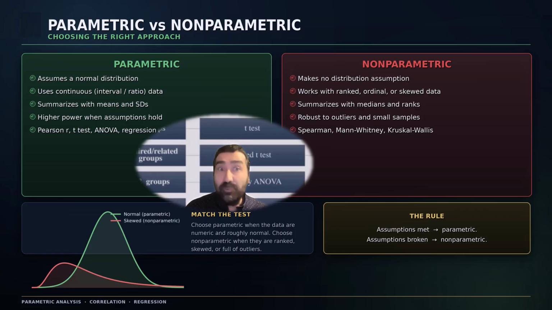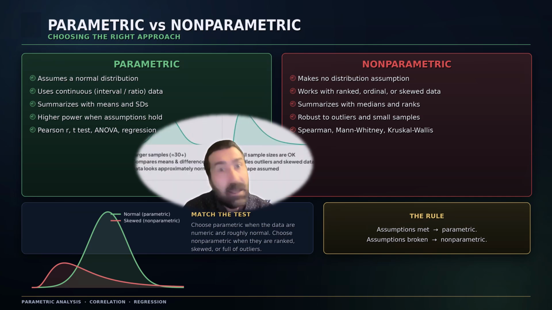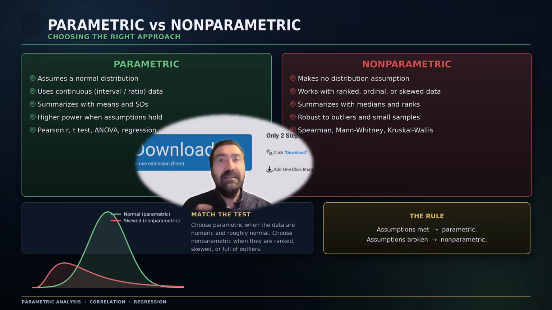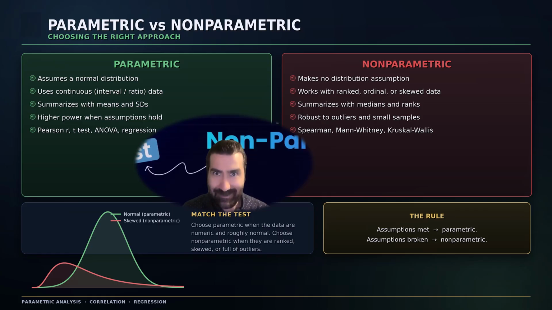So, what is the rule of thumb? Honestly, it is refreshingly simple. If your assumptions are reasonably met, go parametric because you get more power and richer results. If those assumptions are clearly broken, switch over to non-parametric. The whole game is matching the test to the data you actually have, not the data you wish you had.